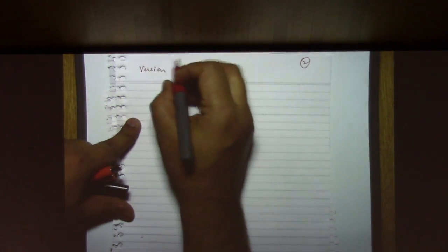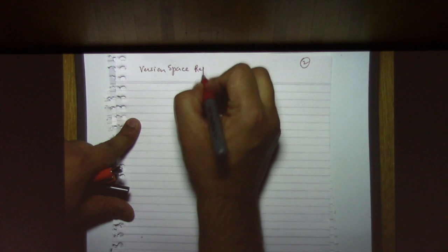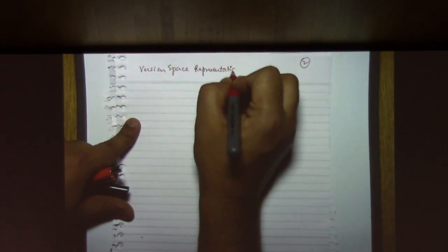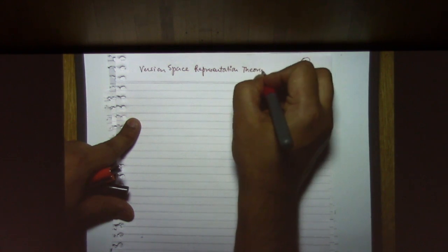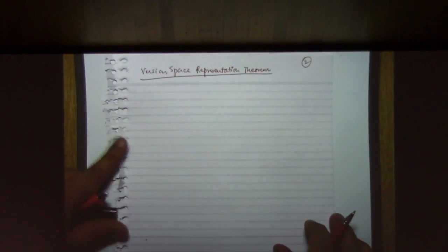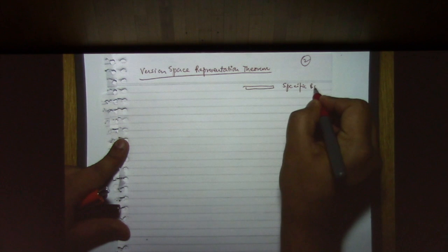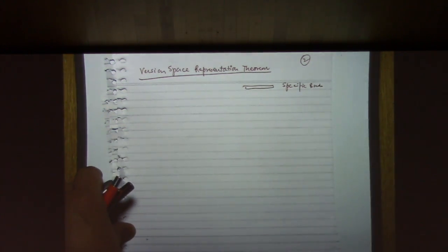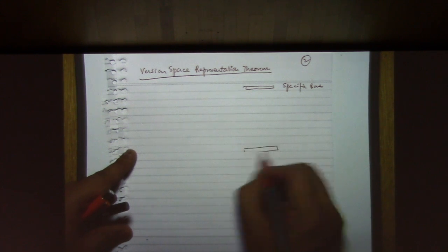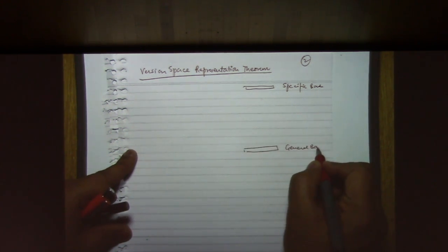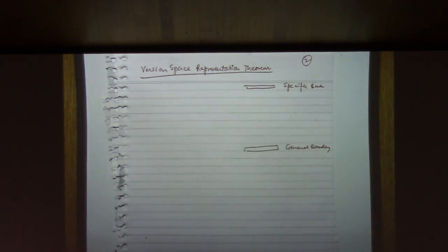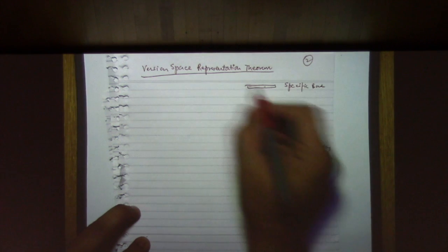So what this theorem says is that what is called version space, right? Version space representation theorem says is that if you have your specific boundary, right? And how do I write it? Yeah, specific on the top, and this is your general boundary, okay? So remember, general boundary and specific boundary can contain more than one hypothesis, right? So this is a set, right?